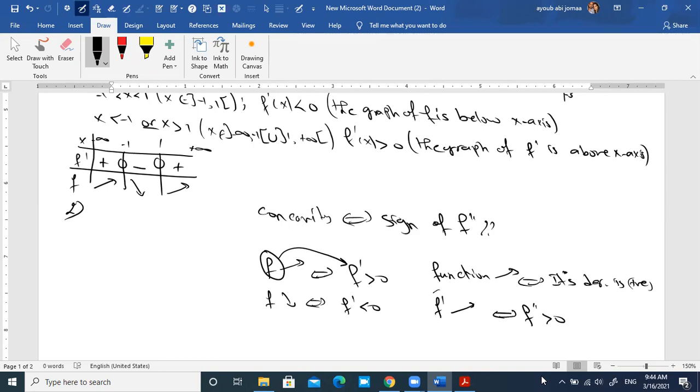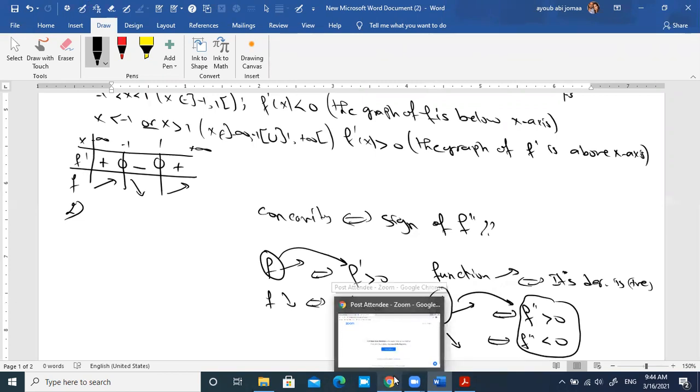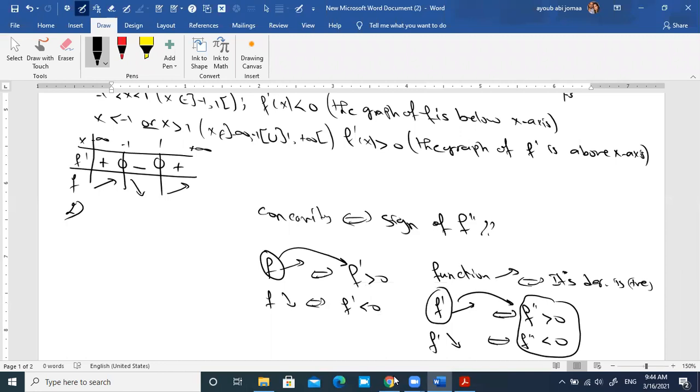The derivative of f prime is f double prime. And when f prime is decreasing, then its derivative, which is f double prime, will be negative. Function decreasing, then its derivative is negative. Very good. All I want is the sign of f double prime. So in order to determine the sign of f double prime, it is enough to determine the variations of f prime.